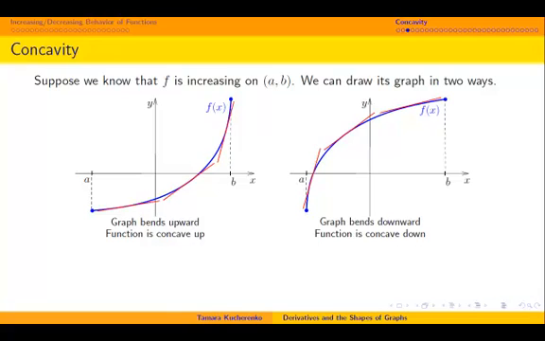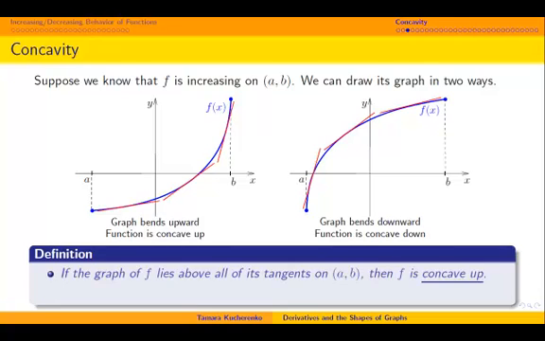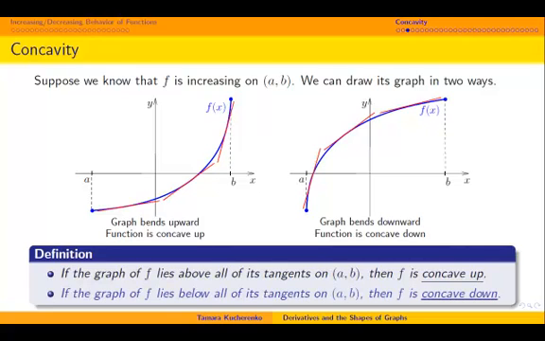This leads us to the following definition of concavity. If the graph of f lies above all of its tangents on an interval AB, then f is concave up. If the graph of f lies below all of its tangents on AB, then f is concave down.